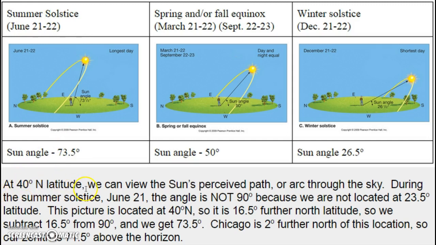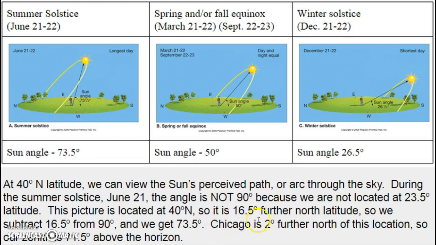At 40 degrees north latitude, that's what these pictures are taken from, we can view the sun's perceived path or arc through the sky. During the summer solstice on June 21st, the angle is not 90 degrees because we are not located at the Tropic of Cancer. We are not located at 23.5 degrees north latitude. This picture is located at 40 degrees north, so that is 16.5 degrees further north than the Tropic of Cancer. So we have to subtract 16.5 degrees from 90 degrees, and we get 73.5 degrees. And for this picture, that's what this is reflecting.